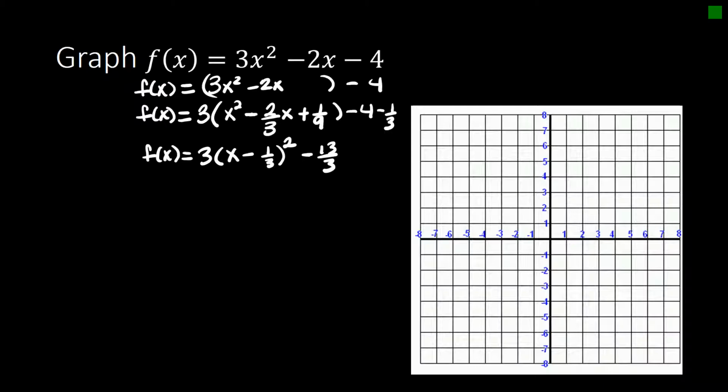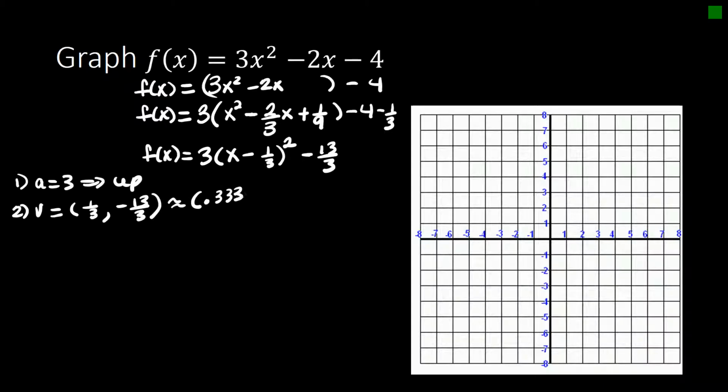So what this means is, number 1, a was 3, so this thing points upward. Number 2, the vertex is the point (h, k), where this is x minus h. So that's a +1/3 and k is −13/3. And in order for us to plot, let's go ahead and get a decimal approximation: 0.33 and −4.33.